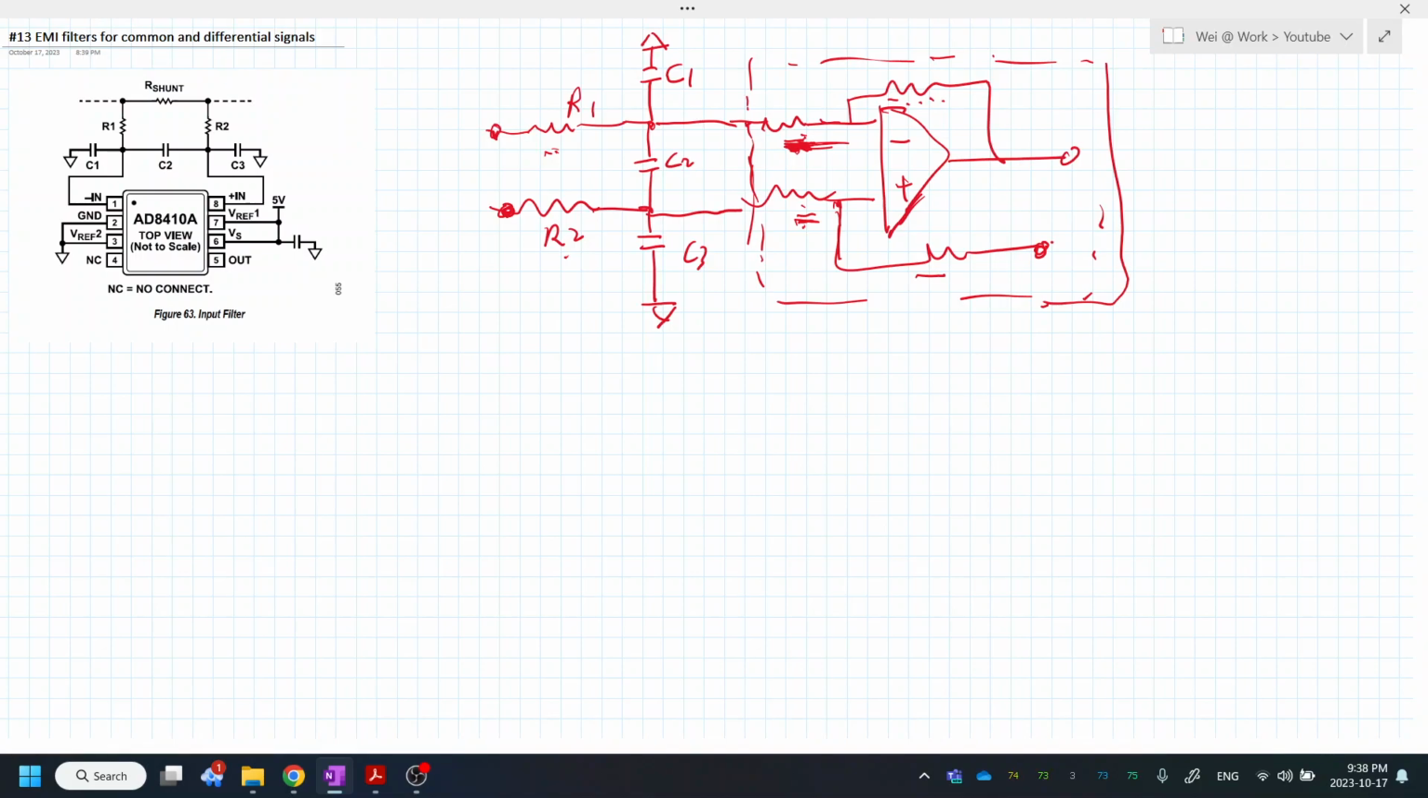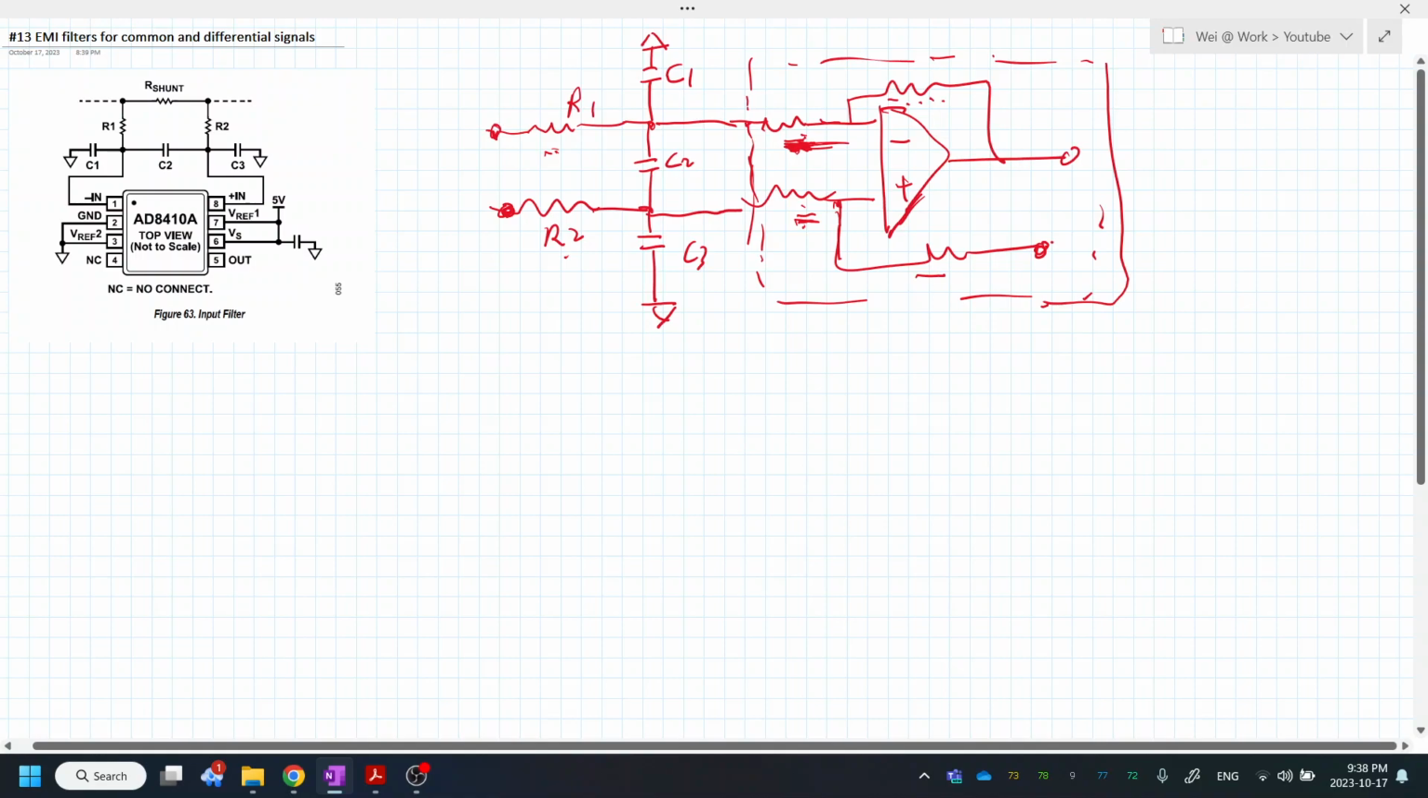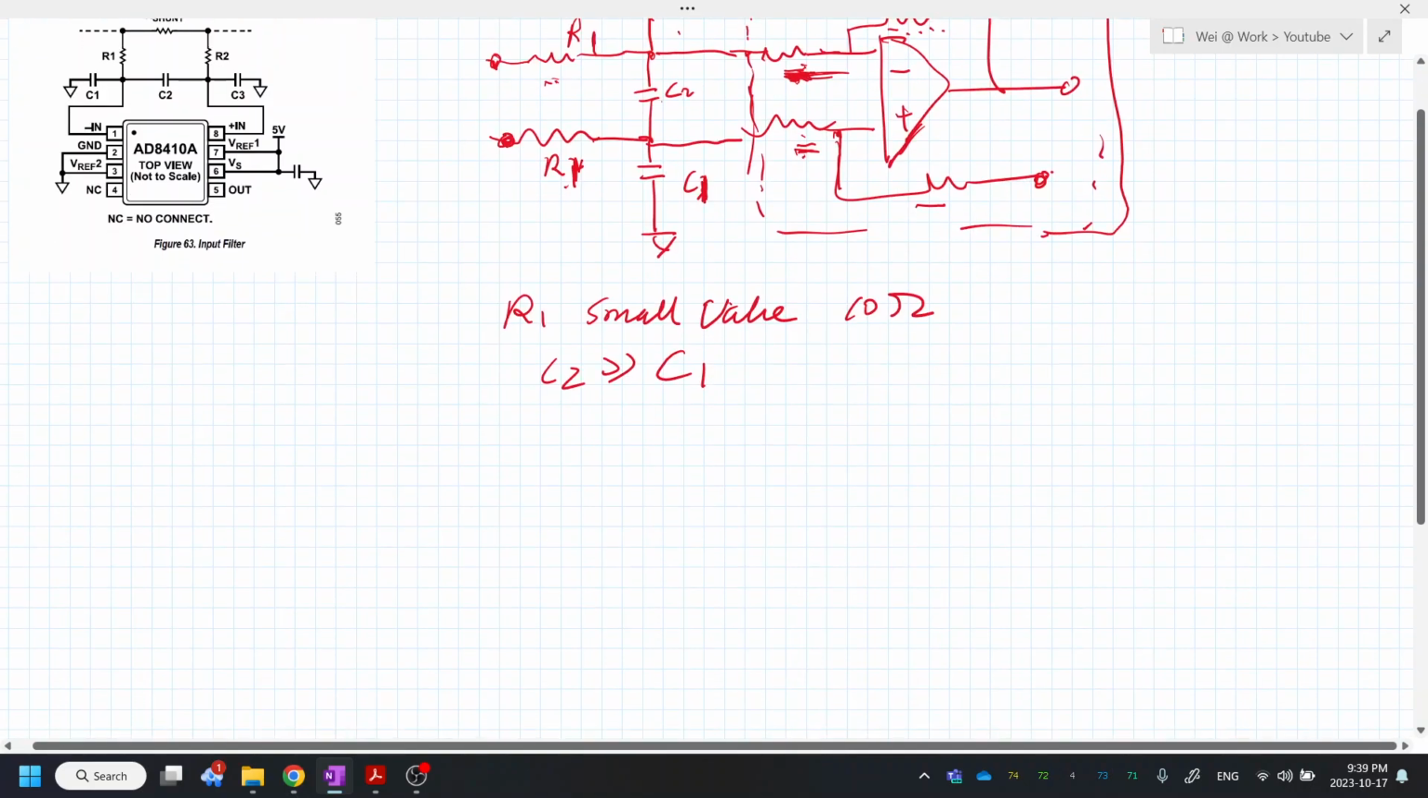Okay. So to maintain a higher common mode rejection ratio, in reality, we normally choose a symmetric configuration. That means R1, R2 are the same values. So we can also say that C1, C3 are the same values. And also R1, R2 are usually small values, something like 10 ohm, and C2 is usually bigger than C1. So we can talk about this later.